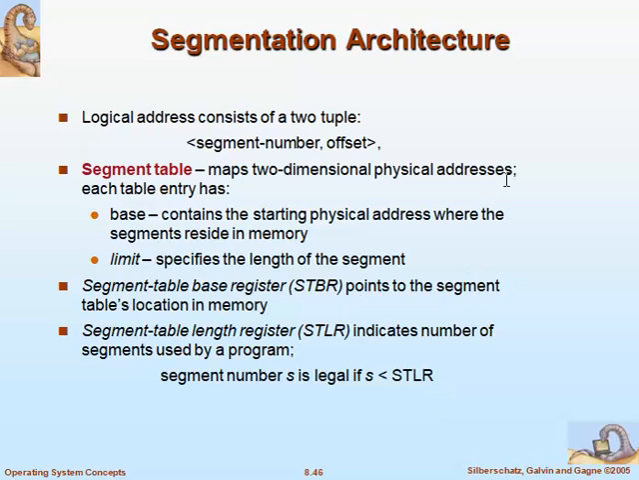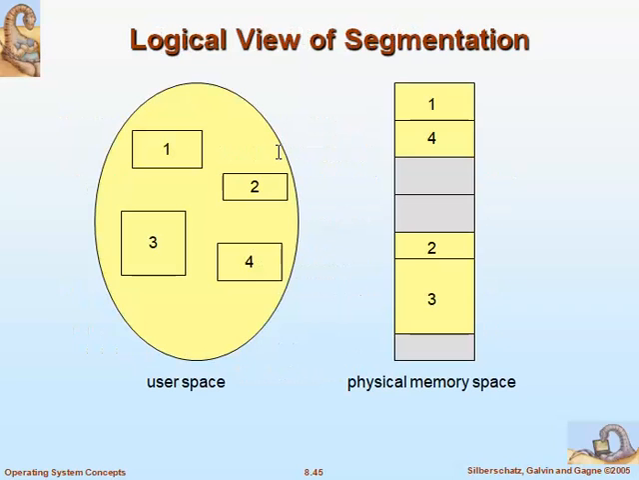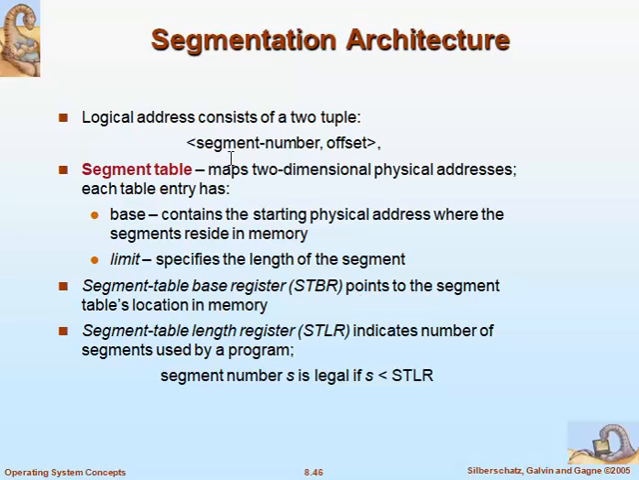First of all, the logical address will consist of a two-tuple. One is a segment number. In the previous slide we saw these are the segment numbers. Every segment will have a segment number, and also an offset. So every logical address consists of a segment number and an offset, and we will have a segment table. The segment table maps the two-dimensional logical address to a physical address.